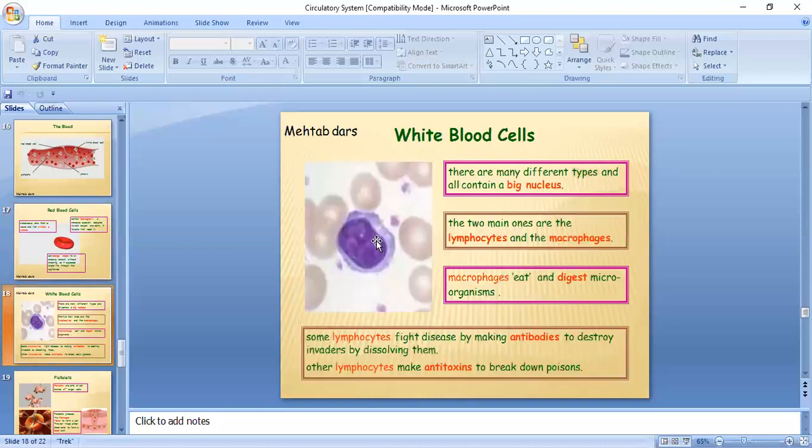White blood cells. Here you can see these are the white blood cells. There are many different types and all contain a big nucleus. Two main ones are lymphocytes and macrophages. Macrophages eat and digest microorganisms. Some lymphocytes fight different diseases by making antibodies to destroy invaders by dissolving them. Other lymphocytes make antitoxins to break down poisons.